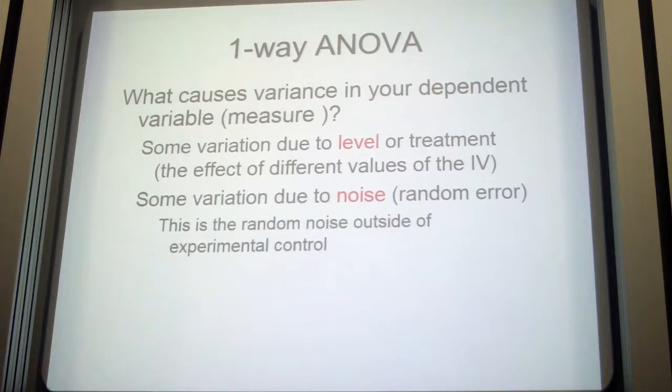So, a quick reminder of a one-way ANOVA. What we're trying to do is work out what causes the variability, the variance, in the dependent measure. We're going to assume that some of that is due to the different levels of the factor, so the effect of the means differing from each other.